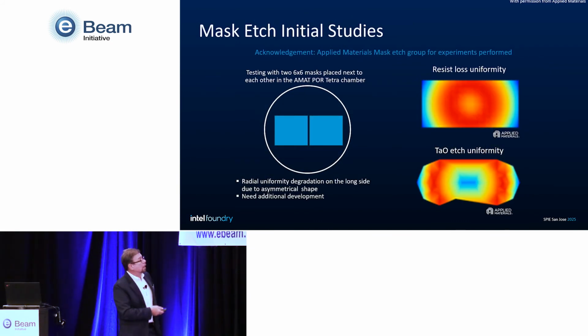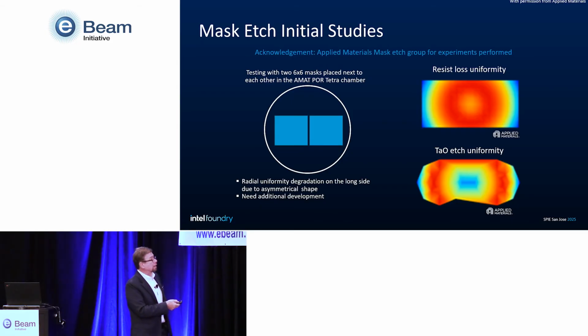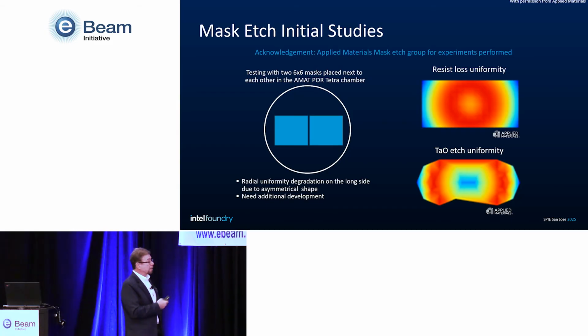And then the Applied guys also got engaged and took a slightly different approach, but it's the same idea, which is to take two 6 by 6 reticles and put them inside the chamber and start looking at the resist loss uniformity, the tantalum oxide etch uniformity, and so on. But it's basically the same concept. And all this learning will lead to a better chance that we're going to have real tools.